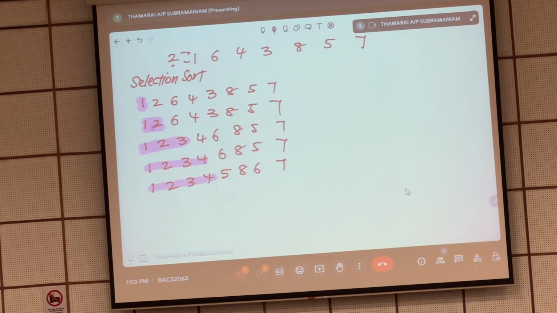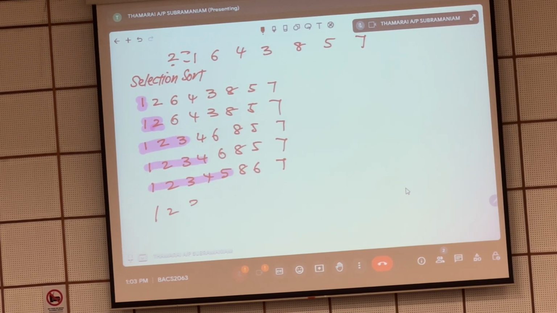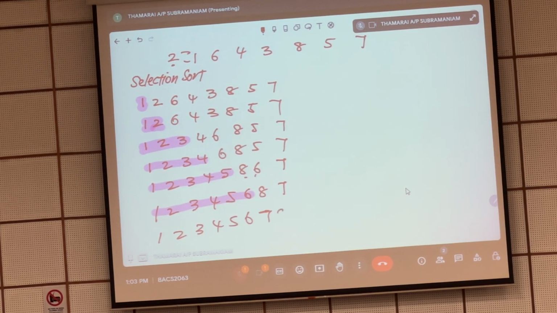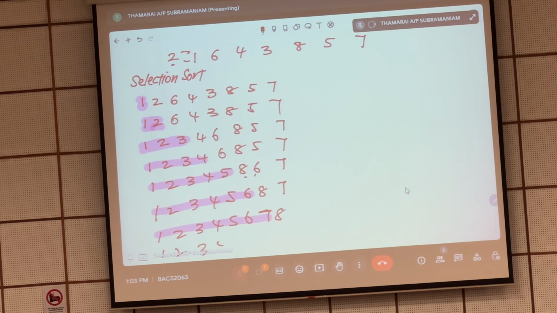So this is sorted. Next is 1, 2, 3, 4, 5. The smallest value is 6. This is sorted. Finally, 1, 2, 3, 4, 5, 6, 7, and 8. Alright, so now all is sorted.